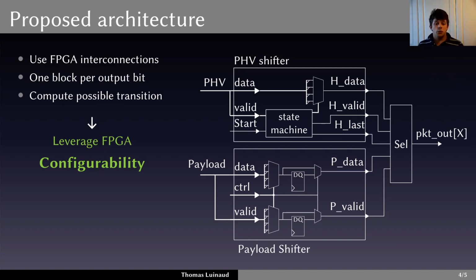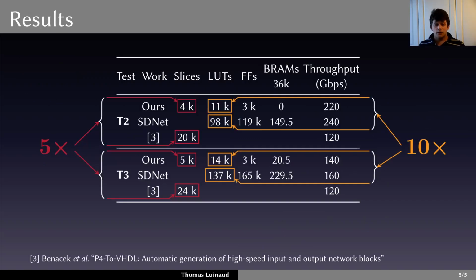By doing so, we are able to pre-compute possible transitions. So we can implement multiplexers for the PHV bus and the payload, which indicate which bits of those two buses should be connected to each packet out bit. This allows us to significantly improve resource consumption.